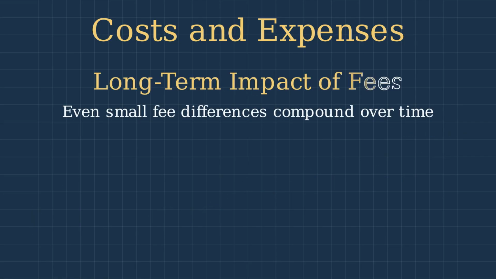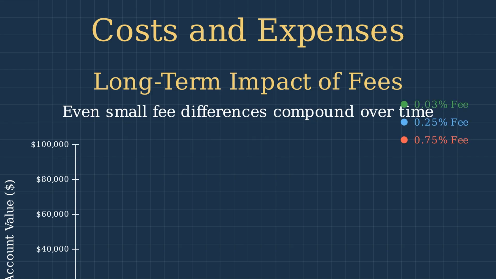Now, let's see how even small differences in fees can significantly impact your investment returns over the long term. This chart shows the growth of a $10,000 investment over 30 years with an 8% annual return, but with different expense ratios. As you can see, with a low expense ratio of 0.03%, your investment grows to nearly $100,000. With a moderate fee of 0.25%, it reaches about $86,000. But with a higher fee of 0.75%, you end up with only $64,000. That's a difference of nearly $35,000, or 35% of your potential returns, just from differences in fees.